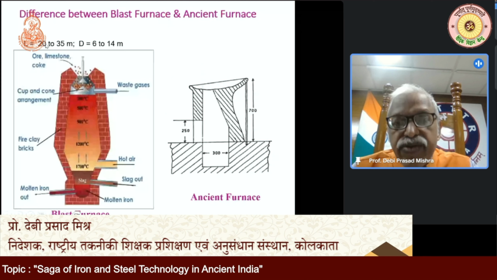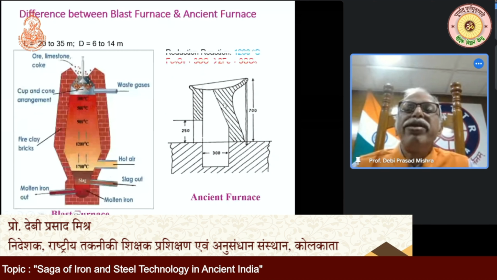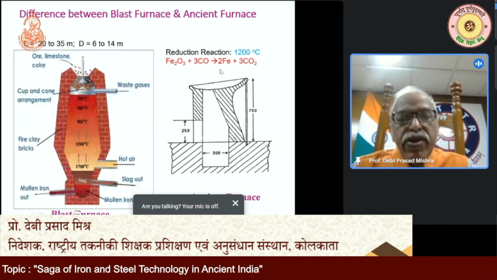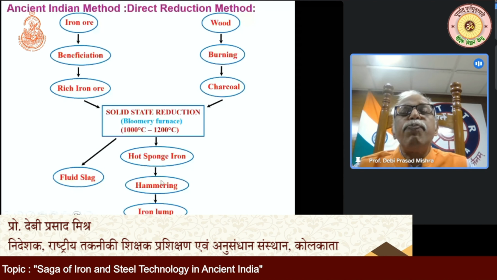Whereas here, the temperature is around 1200 degrees Celsius, which is easy to get, and therefore it is easier, and pollution will be very less, and so also the local material. I will not get into detail about that. This is the solid state reduction bloomery furnace, which is very easy to do, and hammering and very simple technology can be used, and large production can be made locally, so that the pollution is distributed.